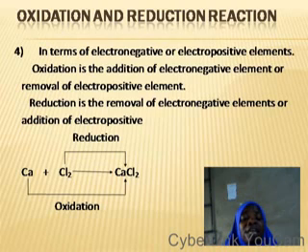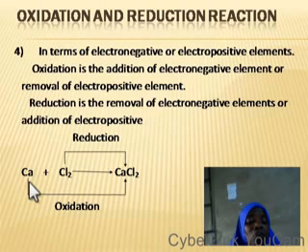Now, let's look at the definition in terms of electronegative and electropositive elements. We all know the electronegative elements; majorly they are non-metals, and the electropositive elements, majorly they are metals. Now, let's look at the definition. Oxidation is the addition of electronegative elements or removal of electropositive elements, while reduction is the removal of electronegative elements or addition of electropositive elements.